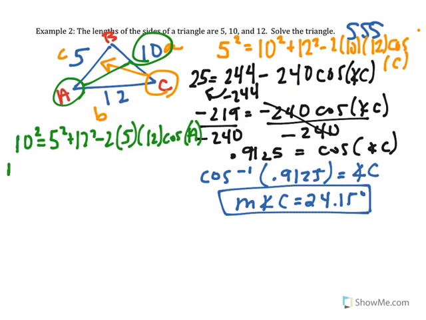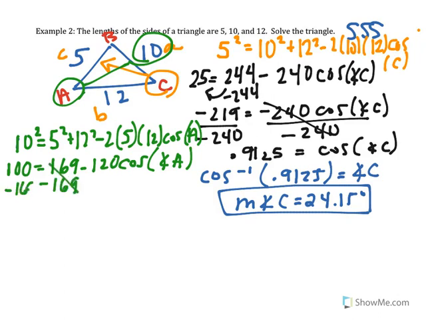Okay? And I'm going to clean it up. 100 is equal to 5 squared plus 12 squared. What is that going to give me? 169, because it's 25 plus 144, minus 2 times 5 times 12 is 120, and then cosine of angle A. We're doing the exact same thing. Now you're going to subtract the 169 over to the left side. Negative 69 equals negative 120 cosine of angle A.